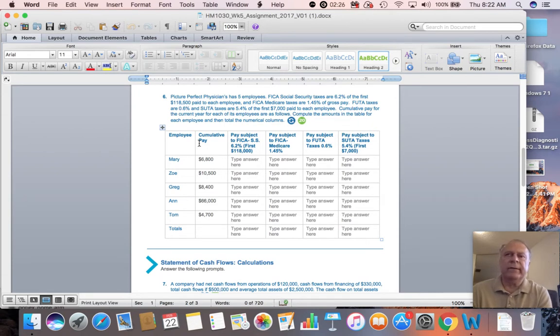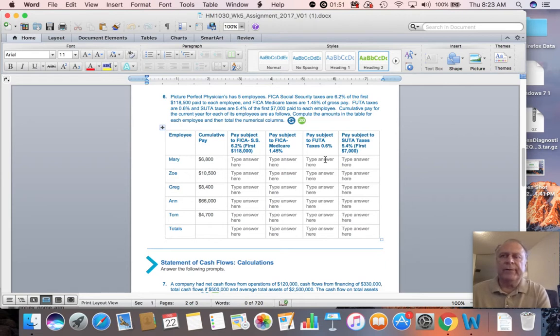For example, FICA Social Security is on the first $118,000. So what this means is that the employer only pays tax on the first $118,000 that is paid. And if we look down to the cumulative pay, we don't have any amount over that. So we really don't need to worry about that for the second column. The third column is given the percentage, so it's a math exercise there. The last two columns are also subject to a limit.